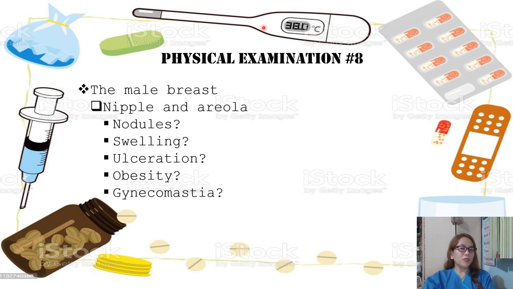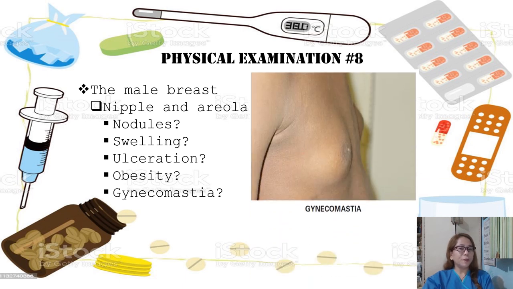However, it is also important to check the male breast kasi meron din tayong case of breast cancer for male. However, there is only 1% of breast cancer cases for the male compared to female. So when we say gynecomastia, the breast is enlarged due to imbalance of estrogen and testosterone. So, nagkaroon ng gynecomastia, o lumalaki yung breast.